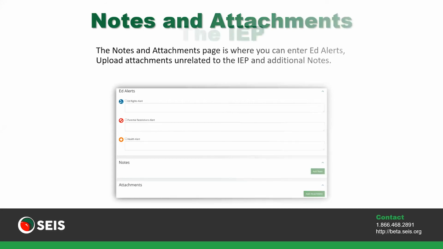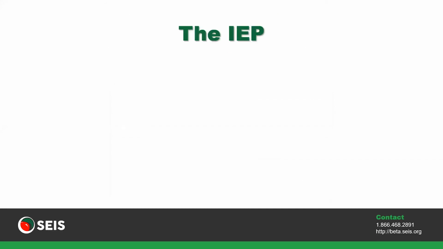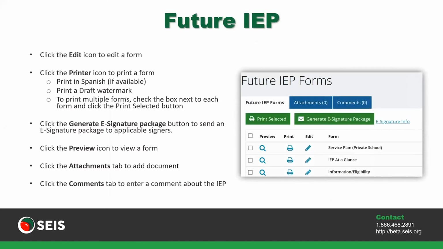Next, we're going to talk about the IEP. We're going to dive right into the future IEP. First, again, remember you can access the future IEP from the SACE navigation bar by clicking on students and the student IEP page, and then you will click the edit icon for that student. On the future IEP, you can actually edit IEP forms.